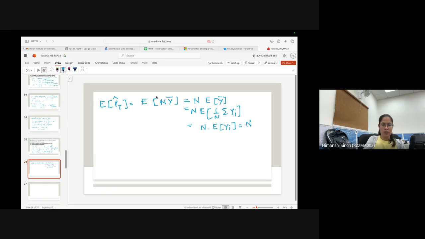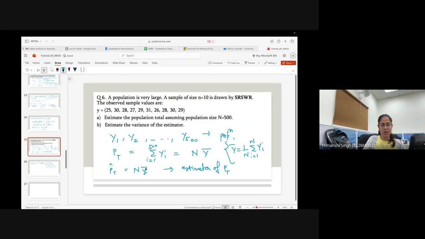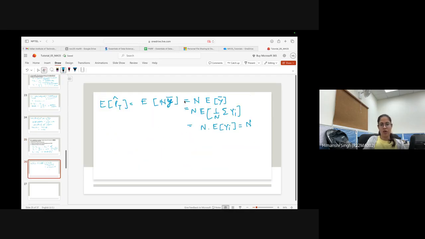Okay, sorry. It is small y bar. I'm talking about the estimator. So here it is small y bar.